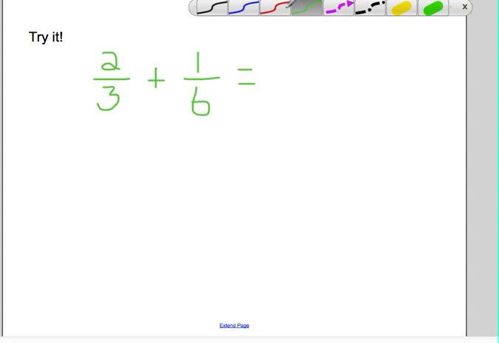Okay, by now you should have completed this problem in your notebook. So you need to make common denominators. Well, I'm going to use 6 because I don't have to change 1/6 then. I can do 3 times 2 to get 6. So I'm going to rename 2/3, going to multiply them both by 2.